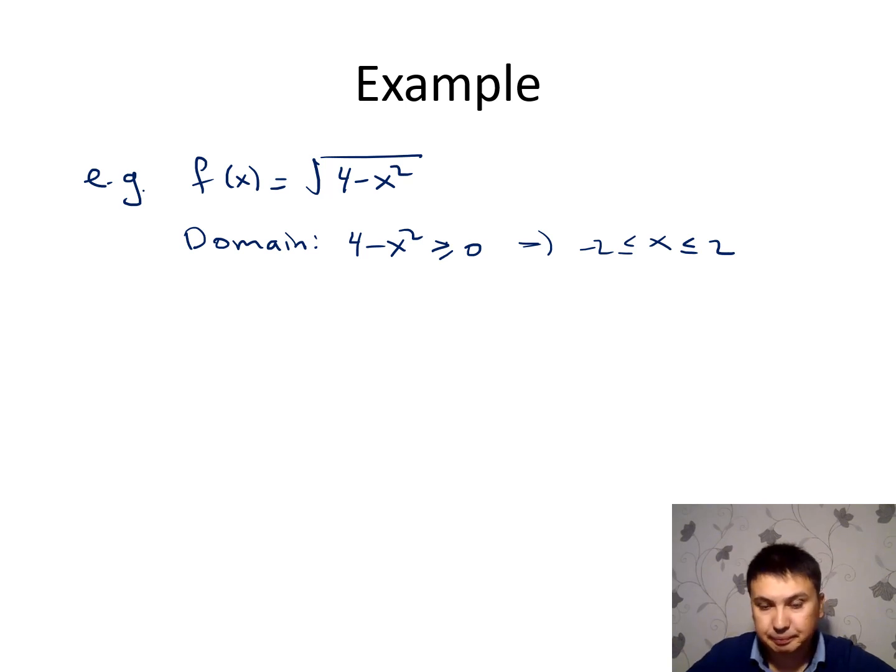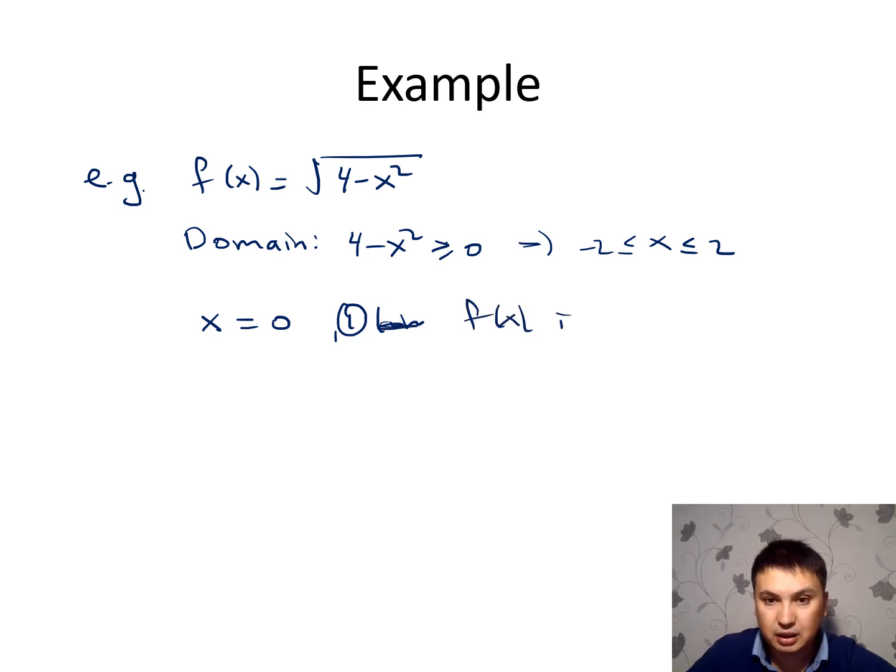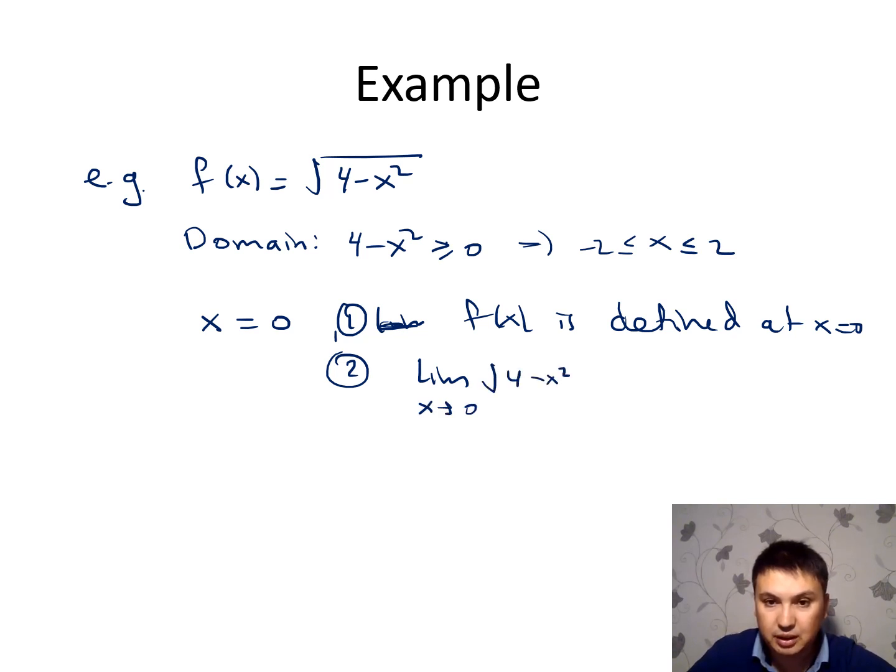Well, if you pick, let me just do one example. For example, pick x equal to 0. So it is defined, right? So first, f of x is defined at x equal to 0. Secondly, we need to investigate the limit, right? So the limit as x goes to 0 of the square root of 4 minus x squared.